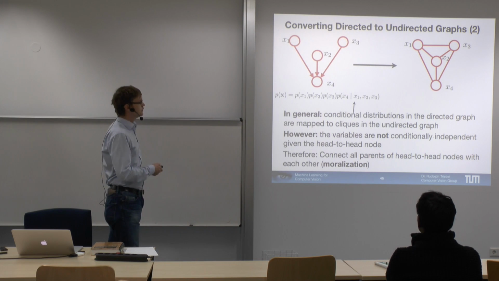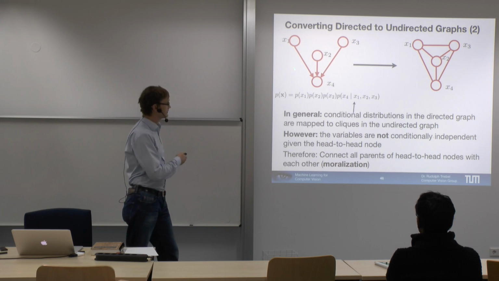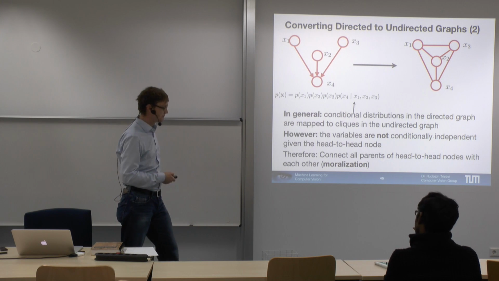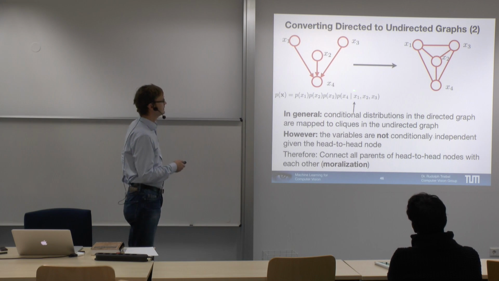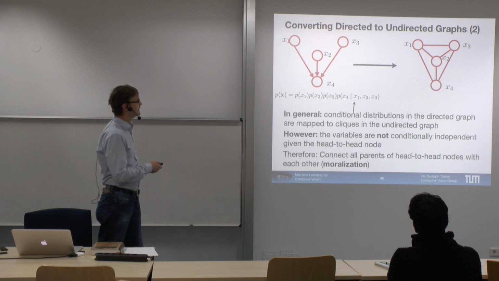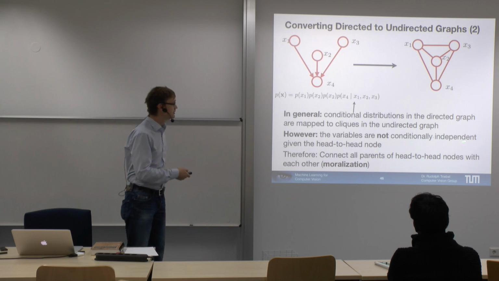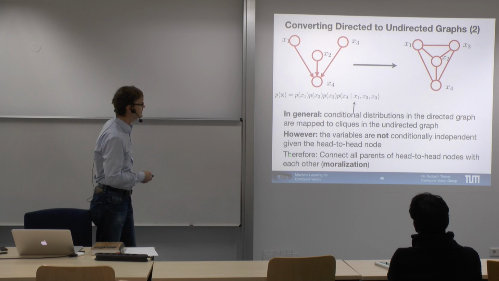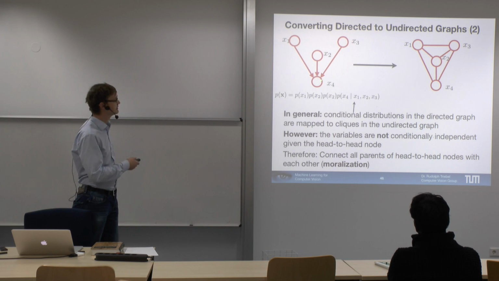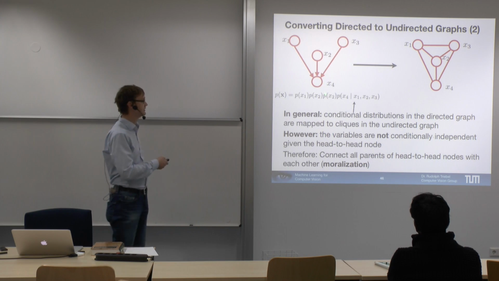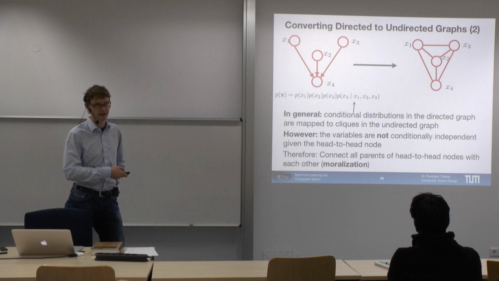Now we try to get more of an idea of what's the difference between directed and undirected graphs. If we have this directed graph, we would like to convert it into an undirected graph, then things turn out not to be so easy anymore, because these conditional distributions here are usually mapped into cliques. And the problem is that we have here again a head-to-head node, and the variables are not conditionally independent given this head-to-head node. That means this cannot be represented in an undirected graph. This is the fact that x1 and x3 are not conditionally independent given x4. Because if we do this here, then they are, right? If I condition now on x4, then they are conditionally independent.